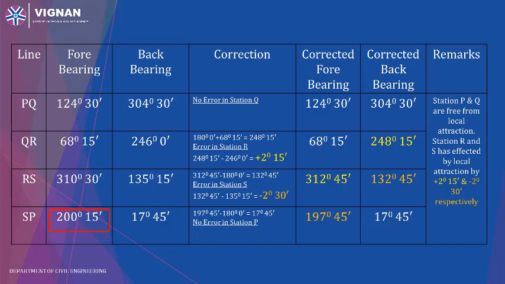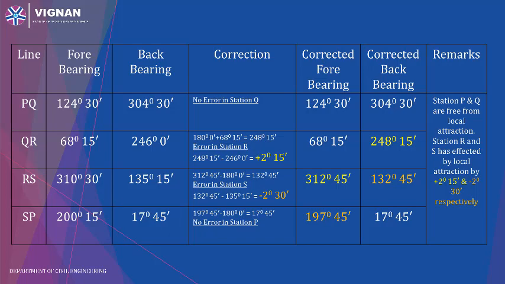When it comes to line SP, the forebearing is given as 200 degrees 15 minutes. As station S is affected by minus 2 degrees 30 minutes, we will correct the 200 degrees 15 minutes by minus 2 degrees 30 minutes. That is 200 degrees 15 minutes minus 2 degrees 30 minutes will give you 197 degrees 45 minutes. 197 degrees 45 minutes minus 180 degrees will give you the back bearing of SP, which is 17 degrees 45 minutes.